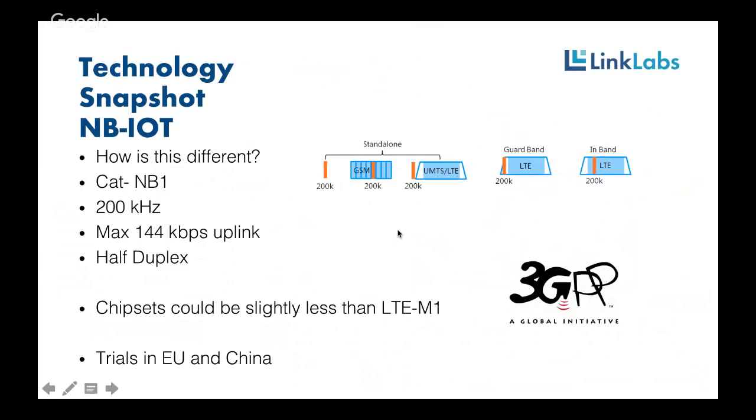It's another half duplex technology. It's much slower, and it's not IP based. It's message based, more like a LoRaWAN or a Sigfox, but certainly has a higher data rate there. And the chipsets, they can be slightly less complex. There are some OFDM or rather complex physical layer technologies used. So I don't see them being dramatically cheaper than LTE-M1 chips, but slightly cheaper.